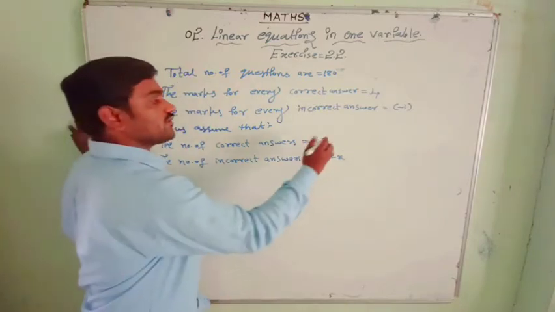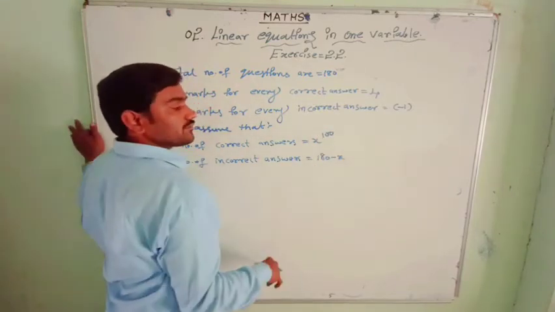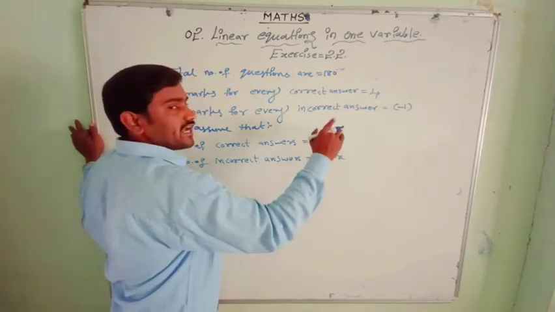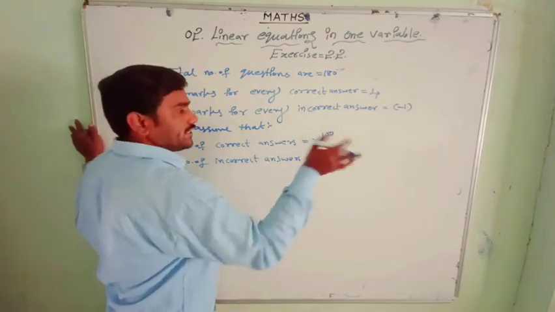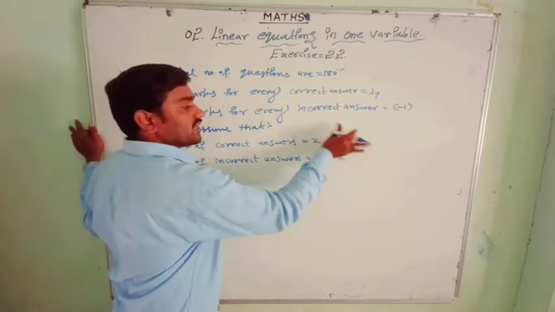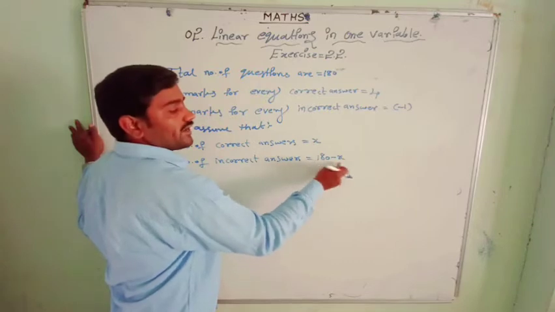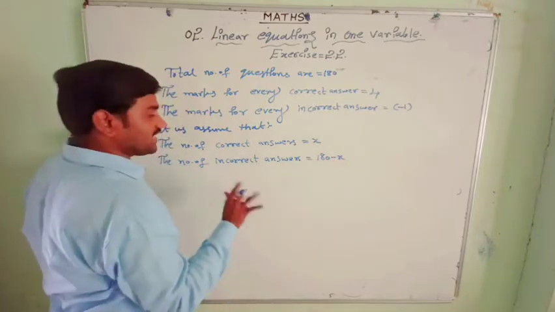Suppose they have written 100 correct answers, then how many will be written wrong? 180 minus 100, so 80 answers will be wrong or unattempted. If they have written 120 correct, then 60 will be wrong, since 180 minus 120 is 60.